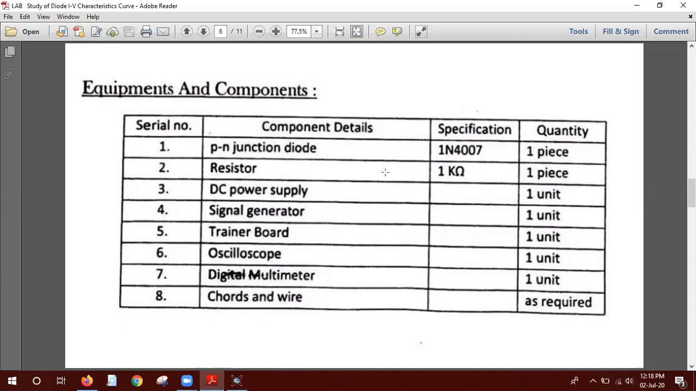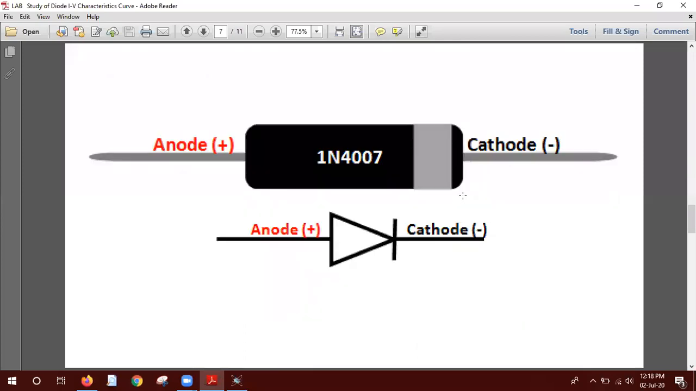We need a DC power supply, and a signal generator, which is basically for generating AC signals, but today we'll see DC. And the trainer board, the oscilloscope, the digital multimeter, cords, and wires. These are some basic equipment for conducting this kind of experiment.